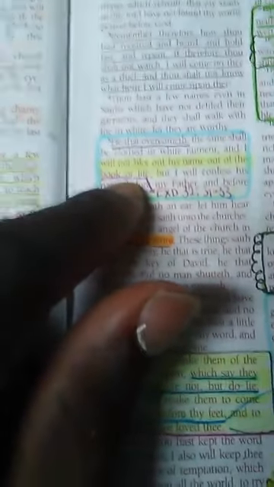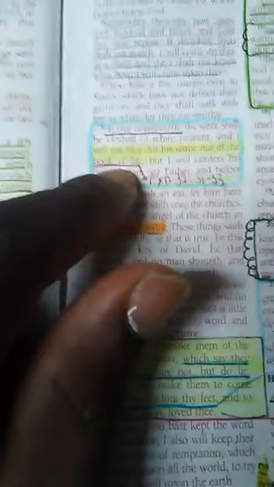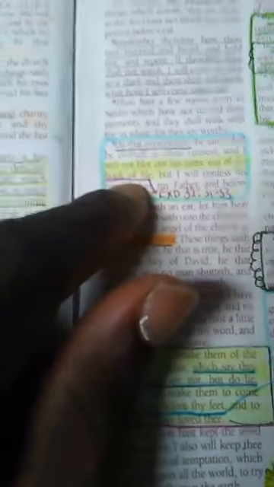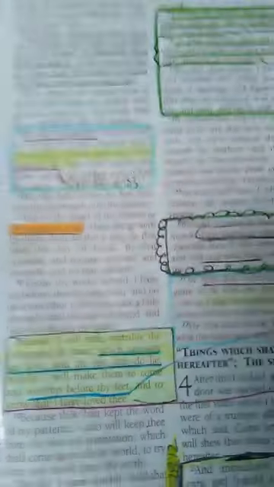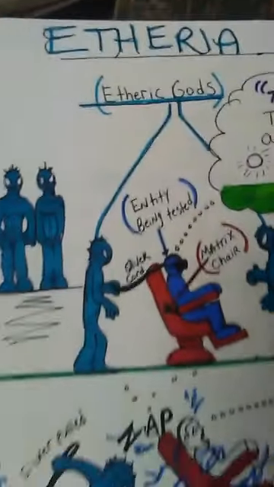That's why the Bible is an acronym: basic instructions before leaving earth. But I will confess his name before my Father and before the angels. Now, what are the angels? The angels are the etheric beings, however you want to call them. The angels are the etheric beings that live in the realm of Etheria, which is the highest plane.